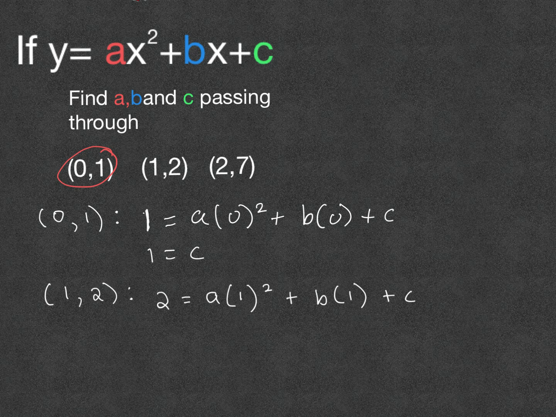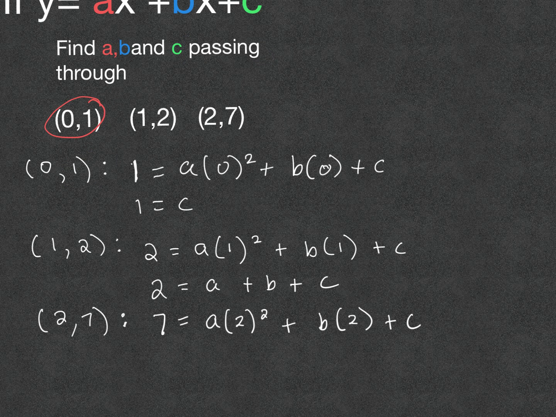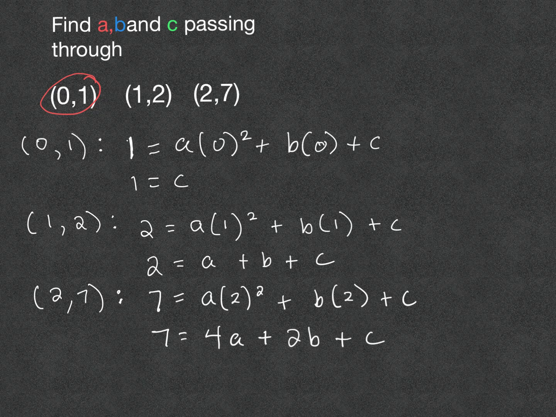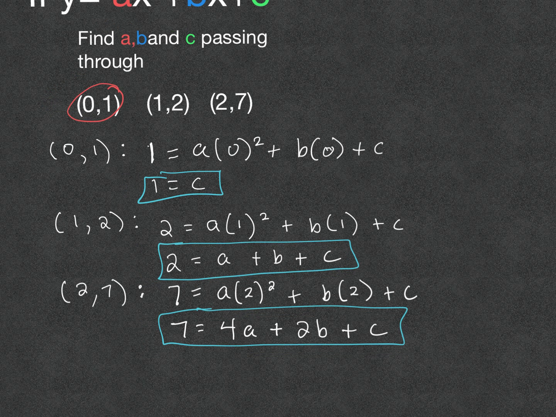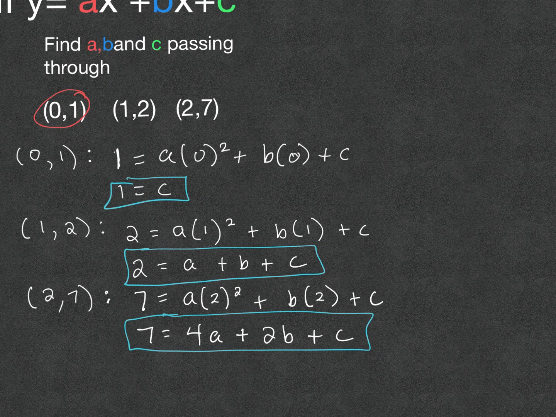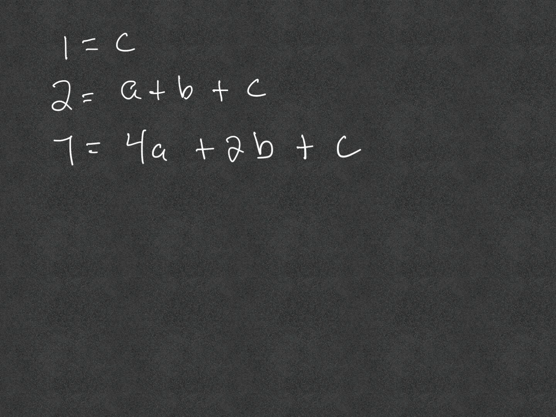In the next point, (1, 2), that means 2 is equal to a times 1 squared plus b times 1 plus c. And the next one, (2, 7), that means 7 is equal to a times 2 squared plus b times 2 plus c. And so 7 is equal to 4a plus 2b plus c. Now, look, we have 3 equations, 3 unknowns. And now we're going to set it up as a system of equations. So I have 3 equations, 3 unknowns. Now, what can I do here?